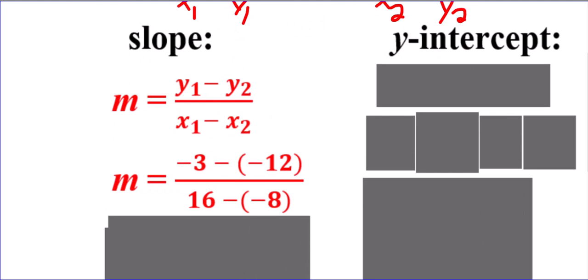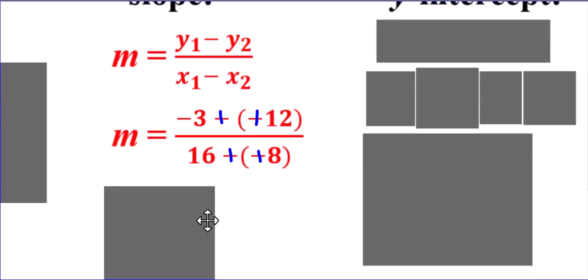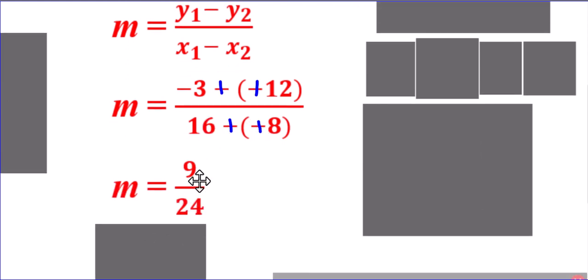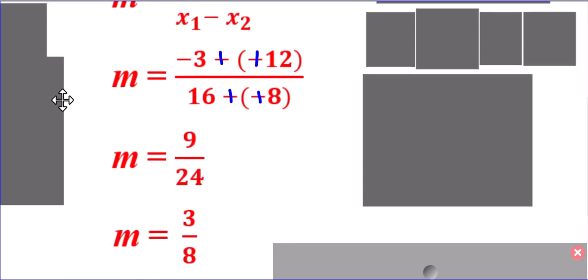Since we have subtraction with negatives, I'm going to make subtraction adding the opposite, and I'll also do it here, adding the opposite. -3 plus 12 will give us 9. 16 plus 8 will give us 24. Can this reduce? It can. Both these numbers are divisible by 3. 9 divided by 3 is 3. 24 divided by 3 is 8. And now I have simplest form for the m.